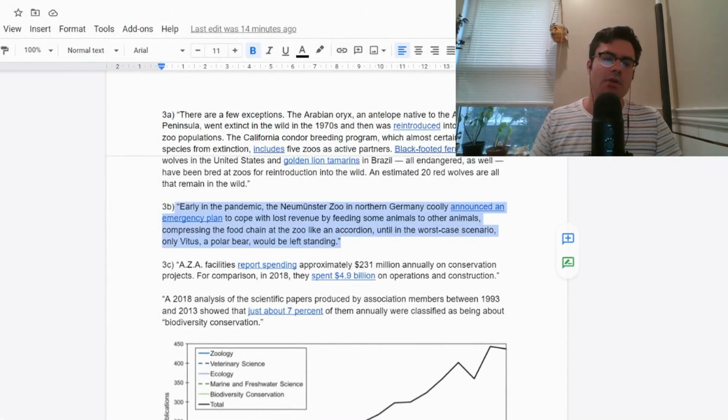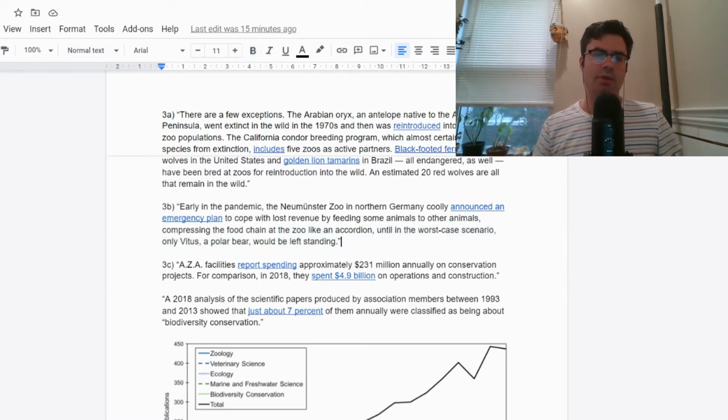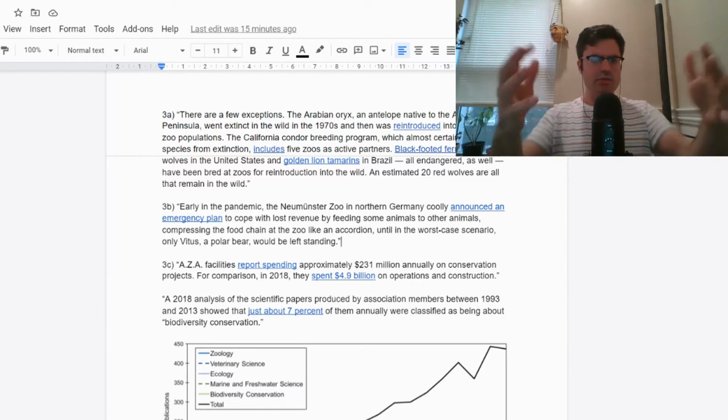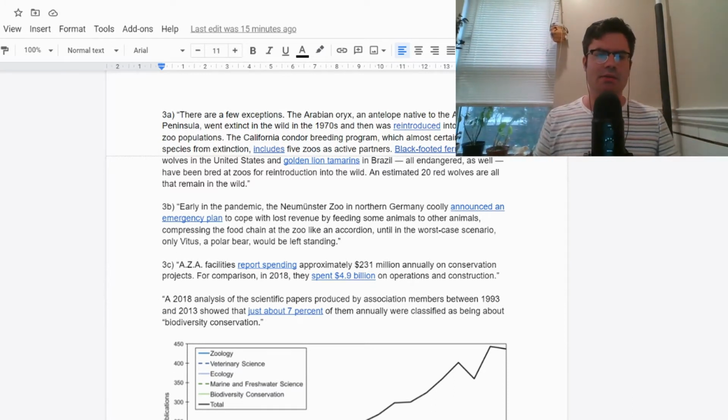She writes, early in the pandemic, the Neumünster Zoo in northern Germany coolly announced an emergency plan to cope with lost revenue by feeding some animals to other animals, compressing the food chain at the zoo like an accordion, until in the worst case scenario, only Vitus, a polar bear, would be left standing. So here she's trying to talk about how, okay, the zoos don't really do conservation. Here's an example where they're willing to feed the animals to other animals.